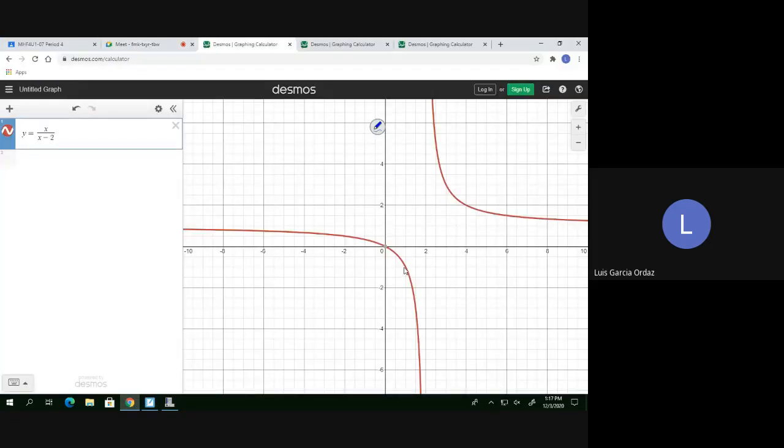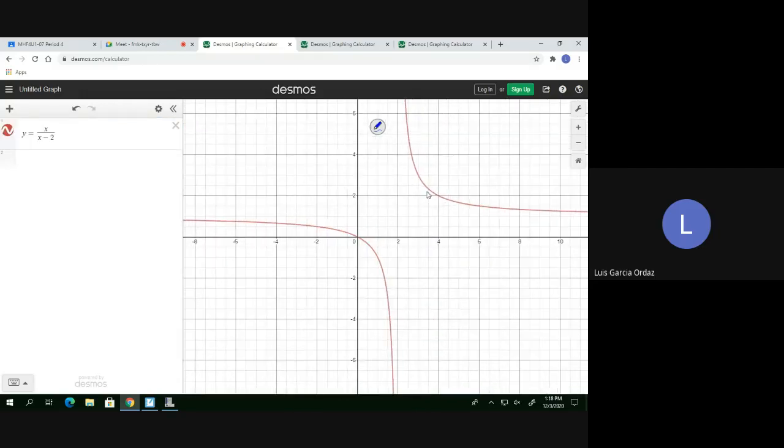So on Desmos, as you can see, you have the point 1 and negative 1. Okay, it never hits the vertical asymptote of x is equal to 2 and never touches the asymptote of y is equal to 1. Okay?